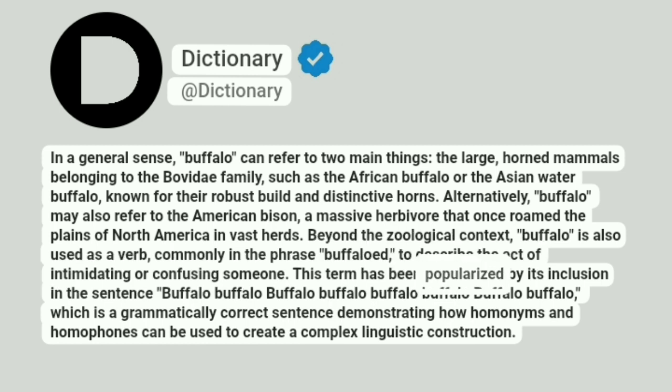This term has been popularized by its inclusion in the sentence, buffalo buffalo buffalo buffalo buffalo buffalo buffalo buffalo, which is a grammatically correct sentence demonstrating how homonyms and homophones can be used to create a complex linguistic construction.